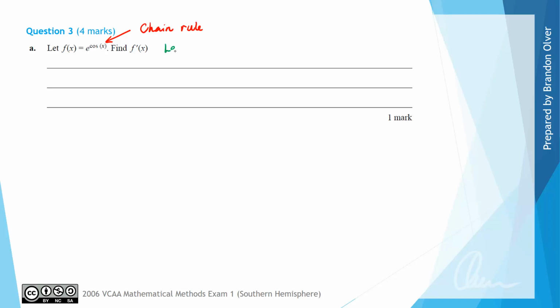So to use the chain rule, we're going to let y equal e to the power of u, where u is the inner function, which in this case is cos of x. Next we're going to find the derivative dy du, which is simply e to the power of u, and the derivative du dx, which is equal to negative sine of x.